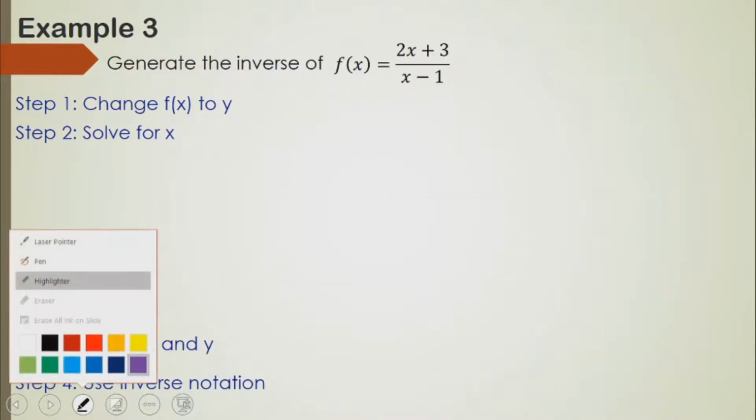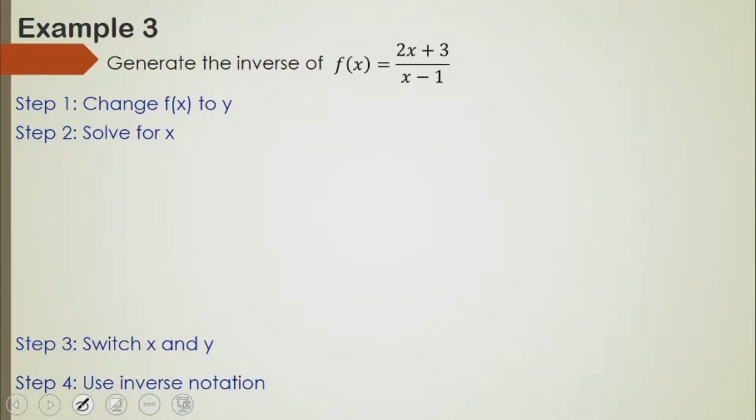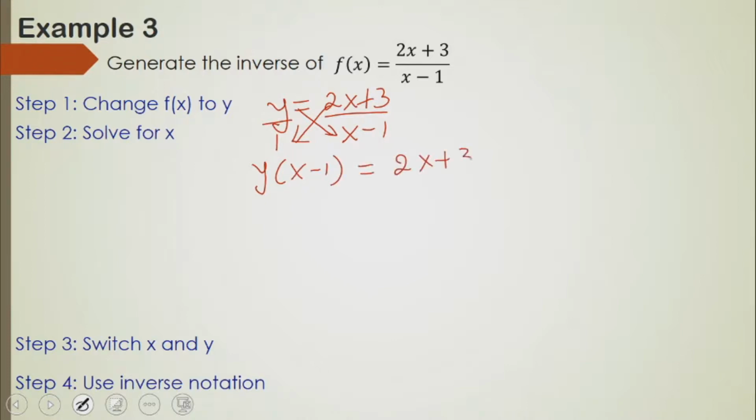So in the third example, we need to generate the inverse of this rational function. So we need to change the f of x again to y. So y will be 2x plus 3 divided by x minus 1. So you now want to cross multiply. Then you just want to multiply across. So that will be y multiplied by x minus 1 equals 2x plus 3, okay, because it's multiplying 1. So we need to open the parentheses by distributing. So y multiplied by x minus y will equal 2x plus 3.